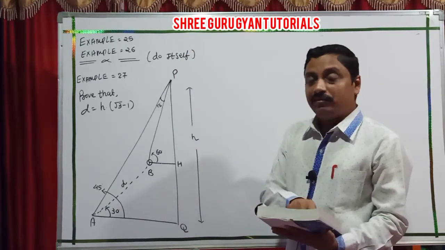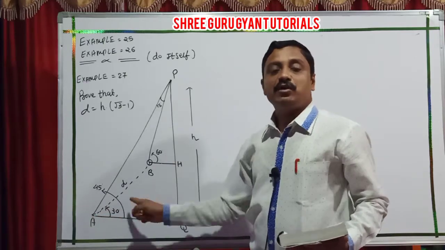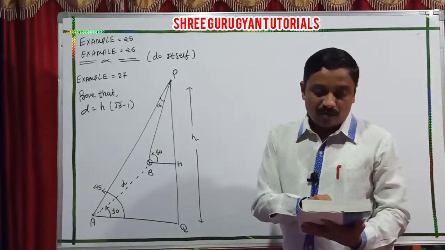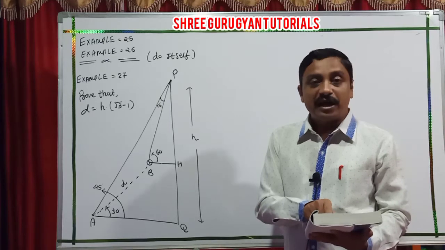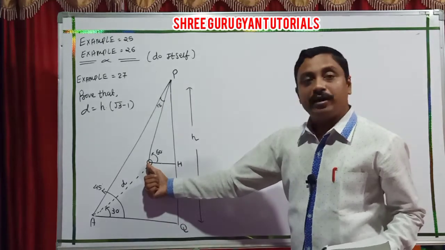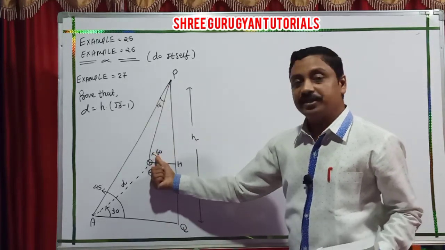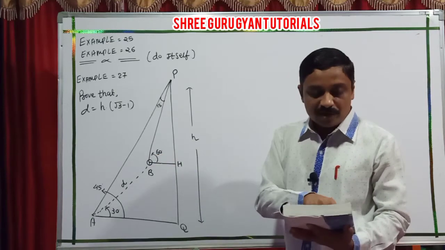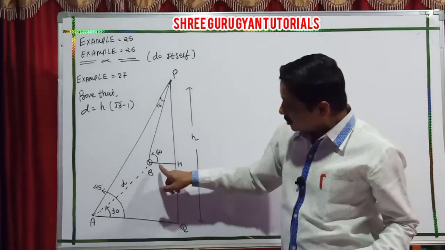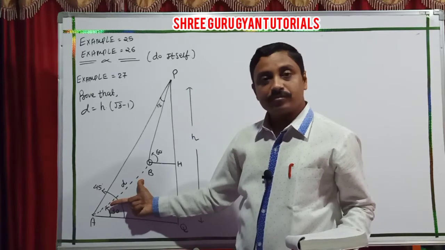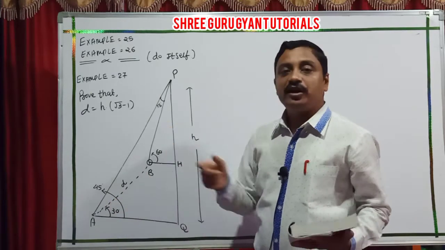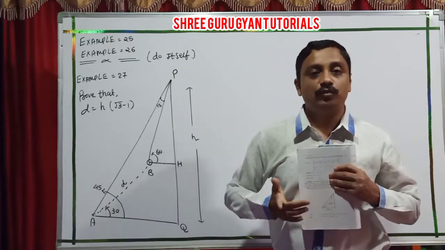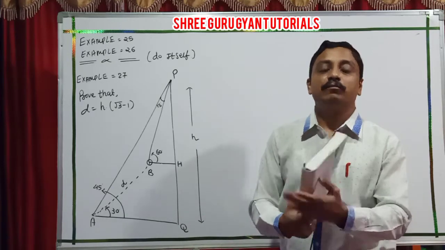PQ is the height given, and from observation point A the angle is 45 degrees. And from a point B, the angle of elevation is 60 degrees. Here at point B, this angle of elevation is 60 degrees. It is also given that B is a point at distance D from A. This figure is also already given in this book, so I am plotting it directly.